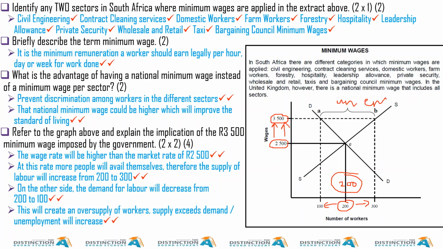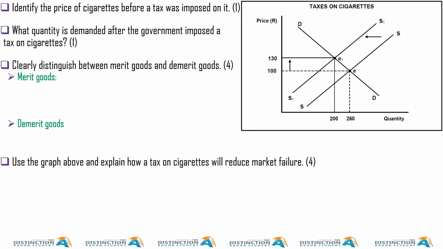Supply exceeds demand, and then unemployment will occur. The next one says study the graph below and answer the questions that follow. It says here taxes on cigarettes. So we can see here this one is for a negative externality. All right, so what's going on here?